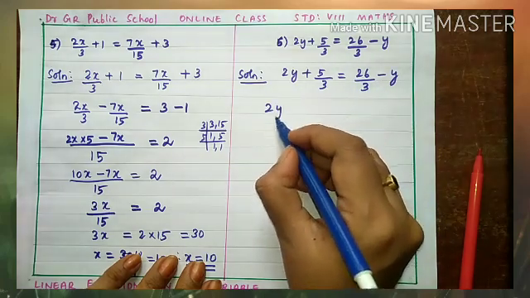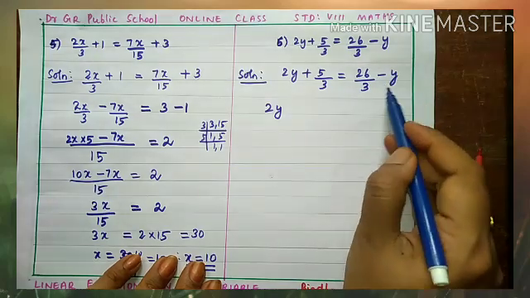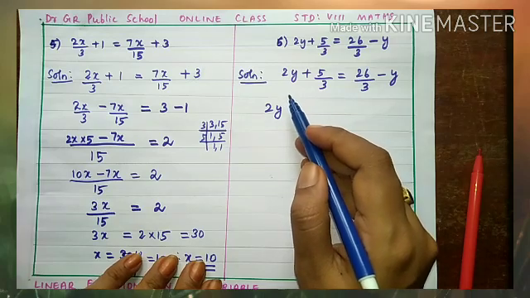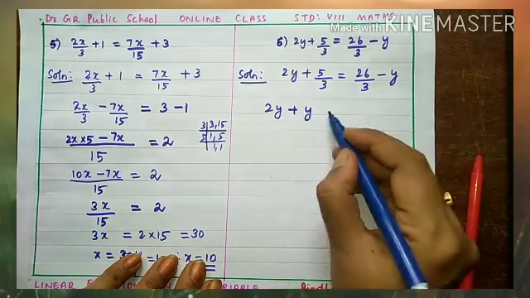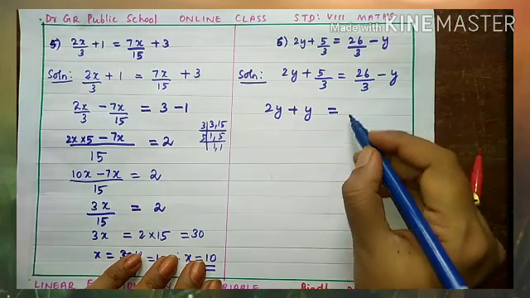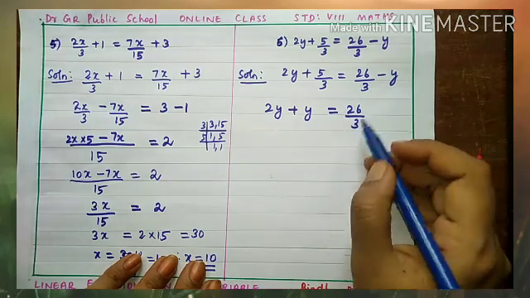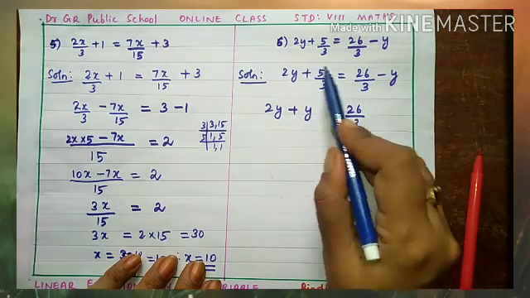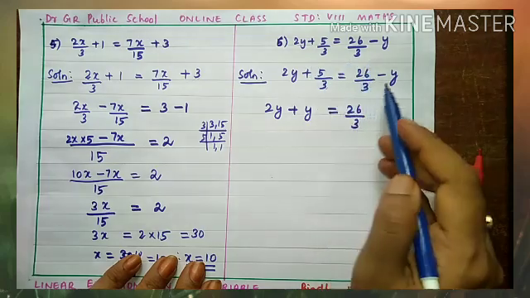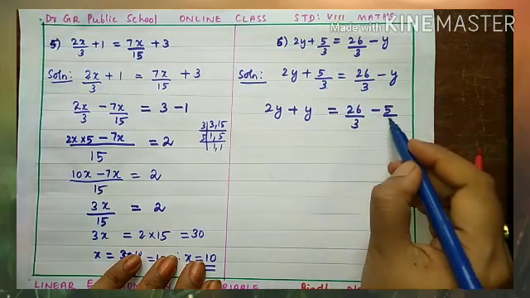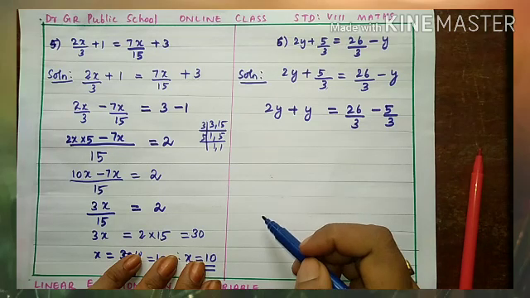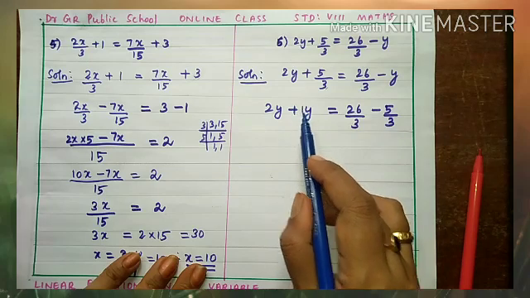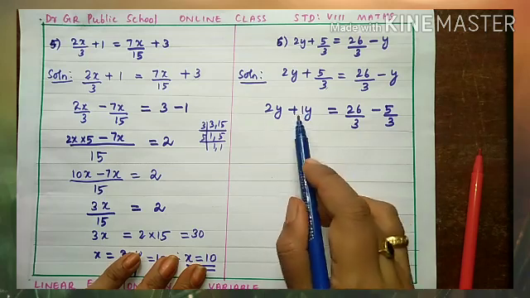So 2y, see the variable term here is minus y, and when you transpose here it becomes plus y. So plus y equal to, already here it is 26 by 3. So write 26 by 3 and now take this term. What is the term here? Plus 5 by 3, and when you transpose this it becomes minus 5 by 3. Now your simplification starts. What is 2y plus y? y means 1y. So add the coefficients, 2 plus 1, 3.